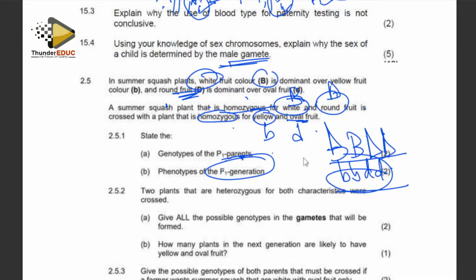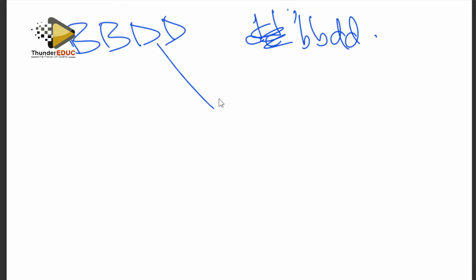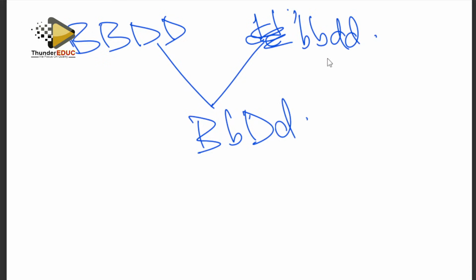And then with the small d, small b, with the small b, small d, all of them are going to be, when you cross all of them, capital B, small b, capital B, small b, and then capital D, small d. All of them are going to be like that.